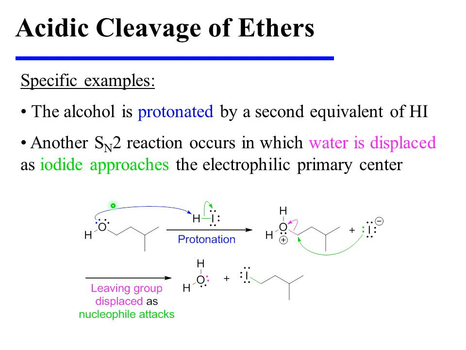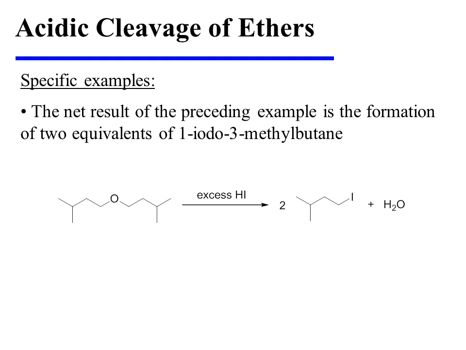The alcohol is protonated by a second equivalent of HI, and at this point, a second SN2 reaction occurs. Water is displaced as iodide directly approaches the electrophilic primary center. This gives us the second equivalent of the alkyl iodide product. In other words, the net result of this example has been the formation of 2 equivalents of the same alkyl iodide, as well as water as a byproduct.